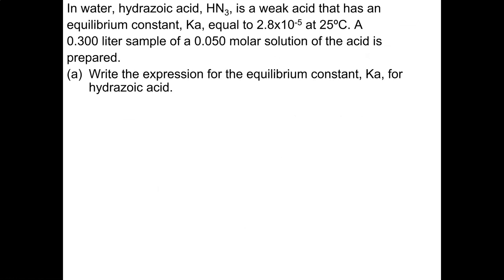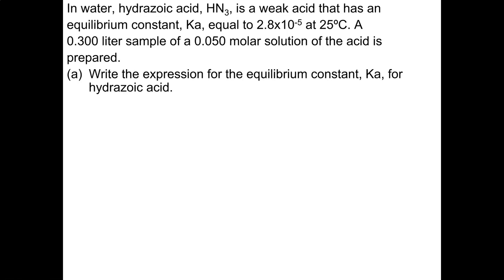And that's your answer. All right, in water, hydrazoic acid is a weak acid that has an equilibrium constant equal to 1.8 times 10 to the negative 5. A 3-liter sample of 0.5 molar of the acid is prepared. Okay, so you notice you only have one concentration so far. So it looks like a type 1 question at this point. It doesn't look like it's a buffer question yet.